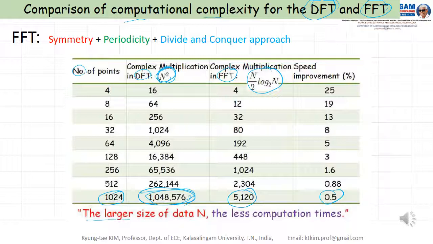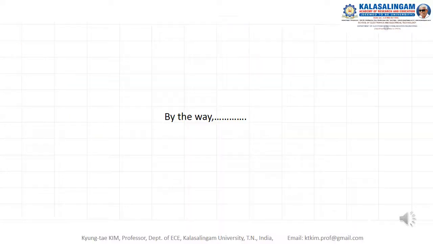Like this, the larger the size of data n, the greater the savings in computation. Therefore, this is very good. FFT is very good compared to this. We have to know this, and we have to use just FFT, not direct DFT.